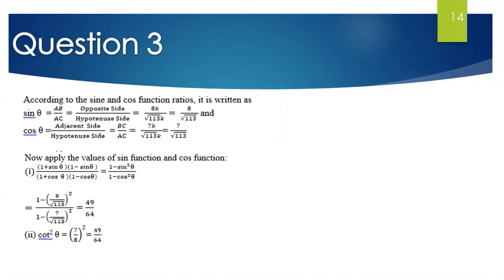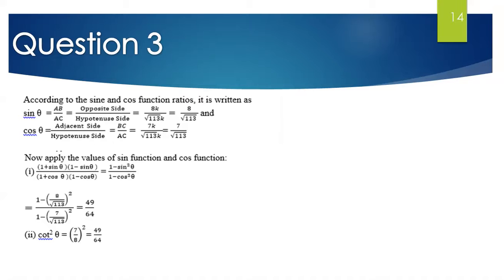So here I can apply (a minus b)(a plus b), I will get a square minus b square. So 1 minus sine square theta upon 1 minus cos square theta. So just put the values of sine theta and cos theta and simplify it. You can see 113 will be the LCM for the numerator as well as the denominator, which cancels out. And finally my answer is 49 by 64.